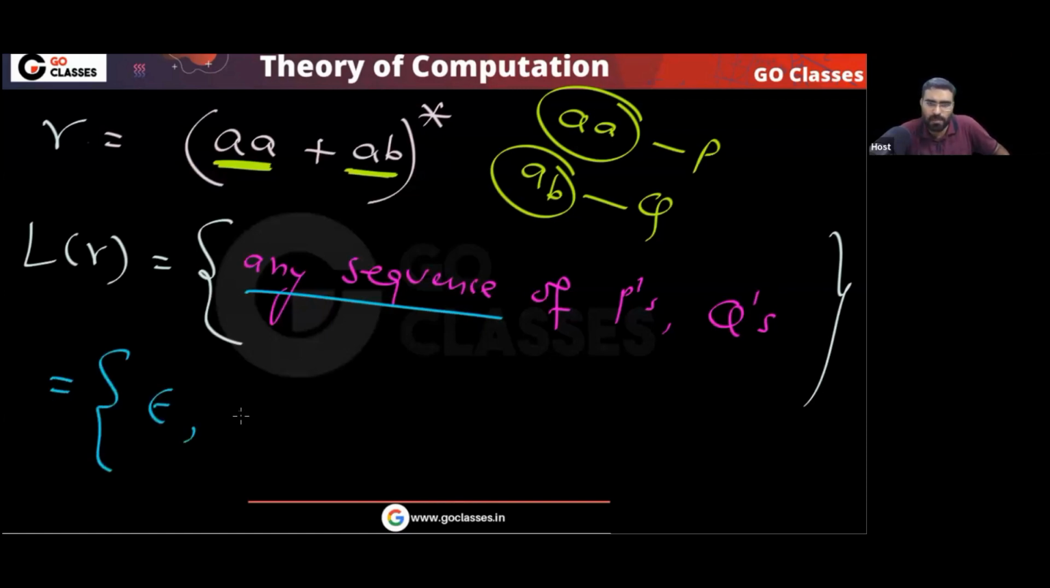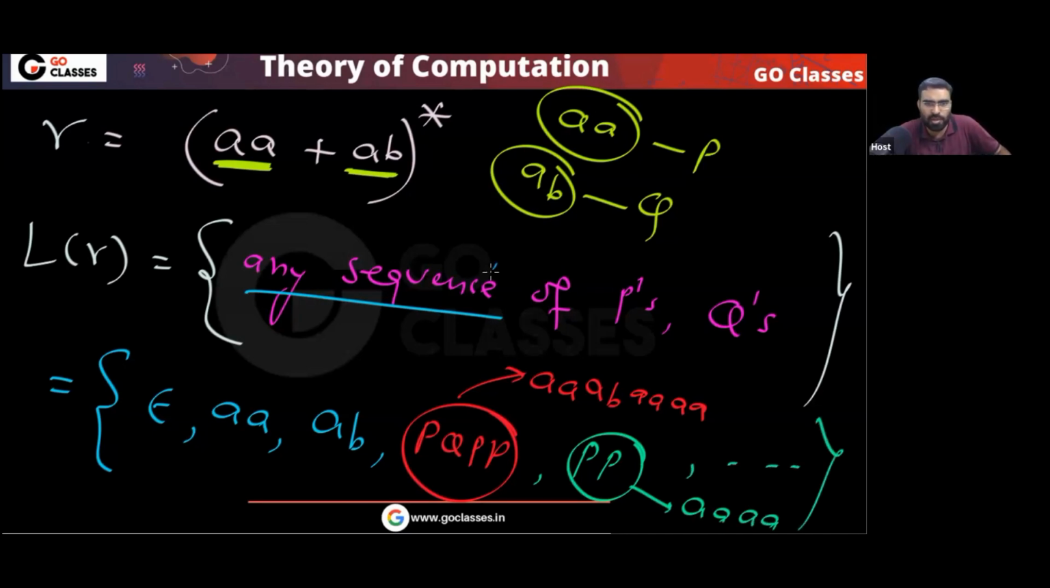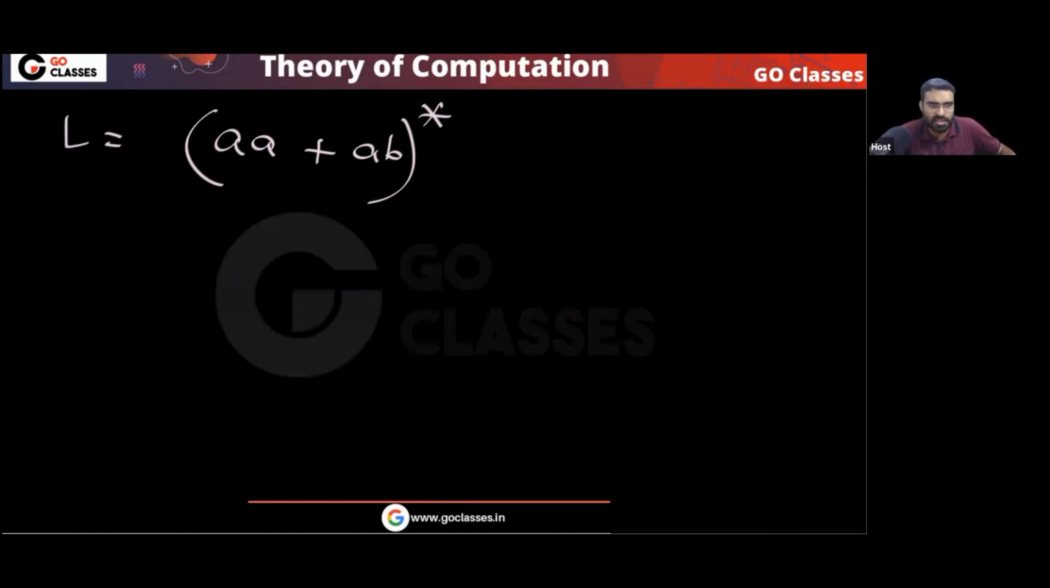You can notice any sequence of P's comma Q's. For example, the empty string. Remember, P means double A, and Q means AB. For example, PQPP. What string will you get? You will get AA, AB, AA, AA. For example, PP will give AAAA. So this is the idea. You will get any sequence of P's comma Q's. So this is your language. First you understand the language.